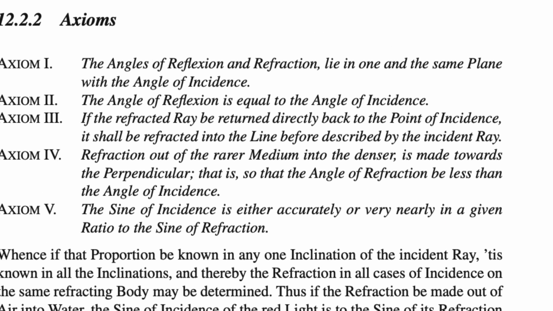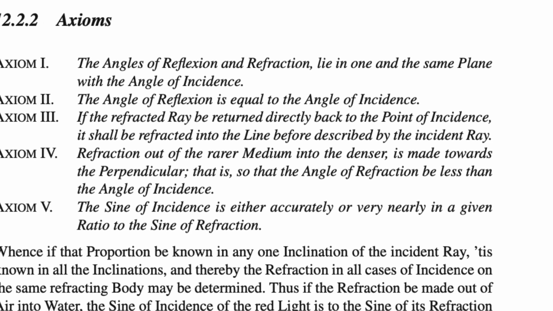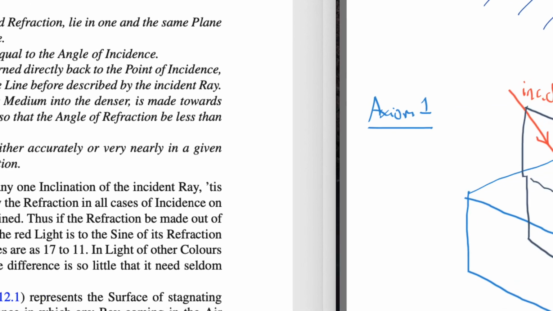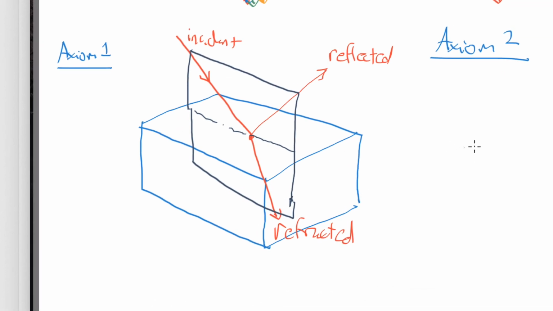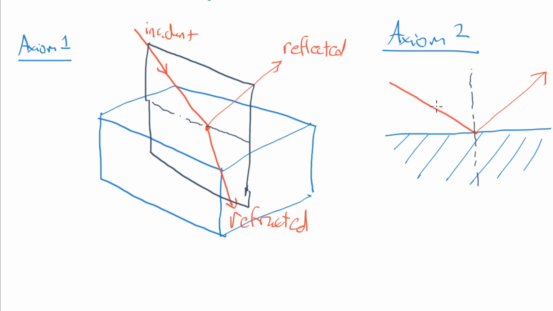Okay, so now axiom 2. The angle of reflection is equal to the angle of incidence. What is he saying here? Well, he says if, for example, I'm going to go back to just a two-dimensional drawing. If you have a ray of light coming in like this, and it bounces off a surface, and you were to draw a perpendicular to the surface, and if you were to measure the angle of incidence, and you were also to measure the angle of reflection, what this is claiming is that the angle of incidence is going to be equal to the angle of reflection. That is his second axiom.